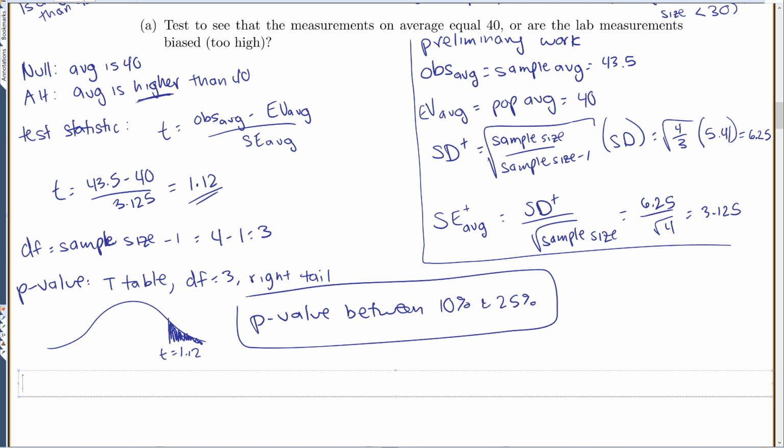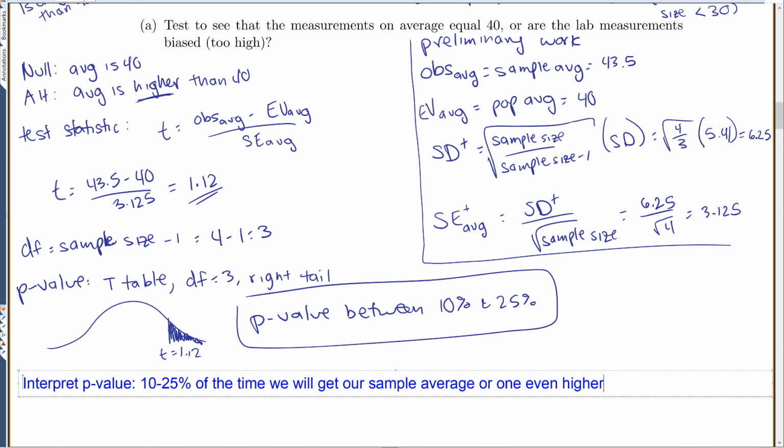Let's interpret that. So if I want to interpret my p-value, that means 10 to 25% of the time we will get our sample average, or one even higher, one even more extreme, if the null is true. So basically, if the population average really is 40, then about 10 to 25% of the time we could get a sample average of 43.5 or higher.